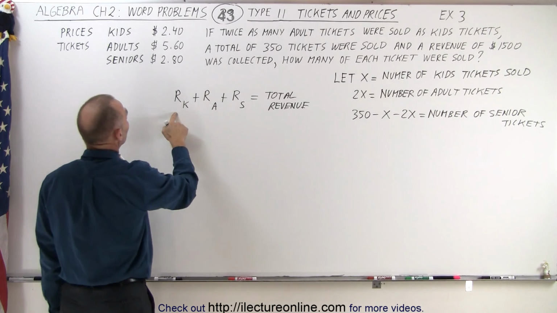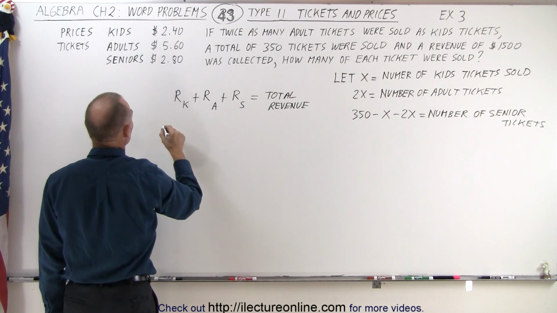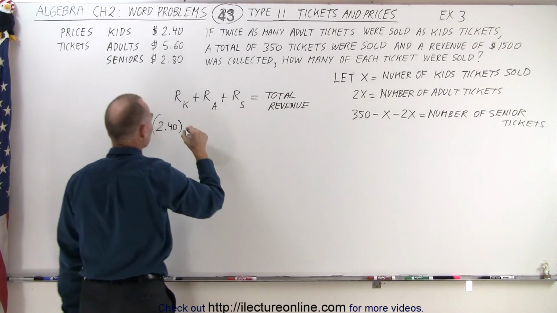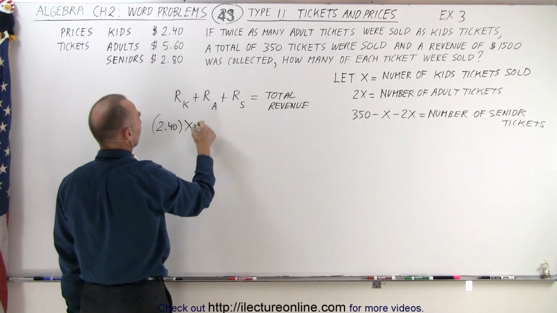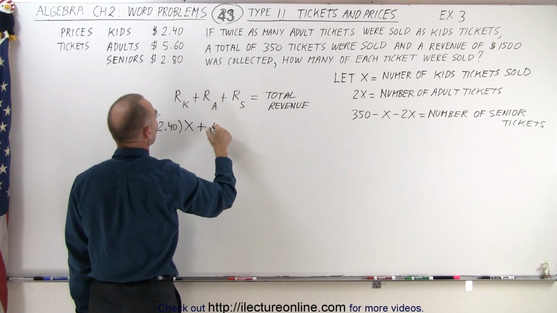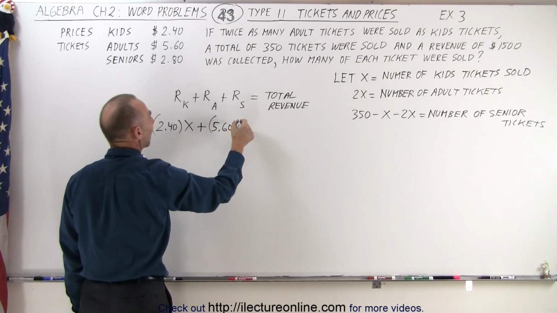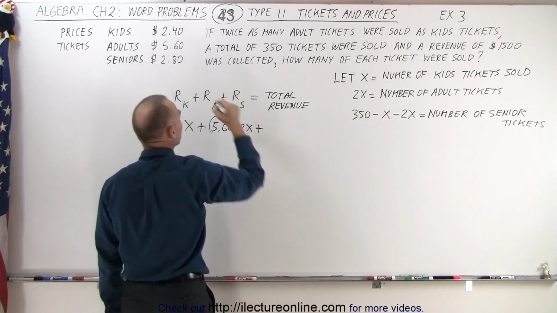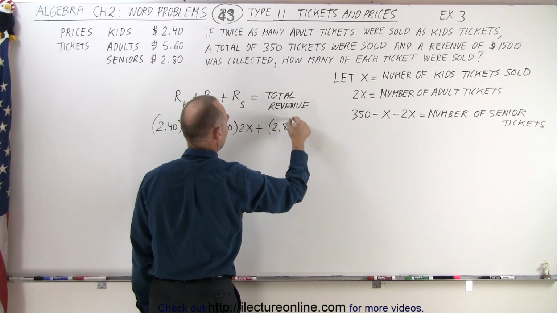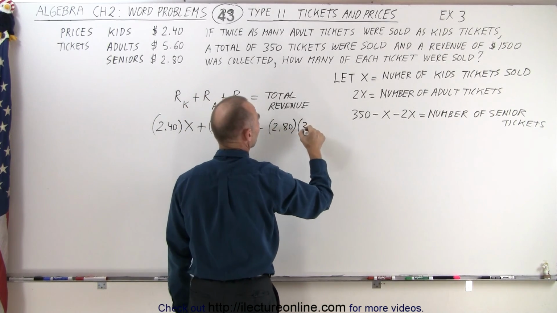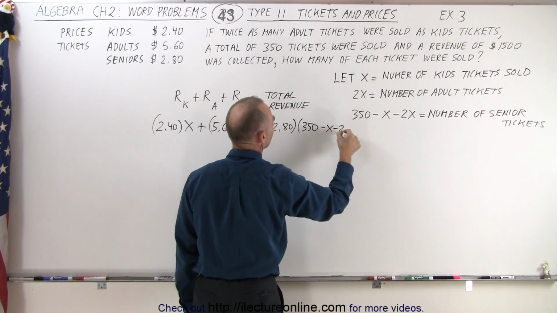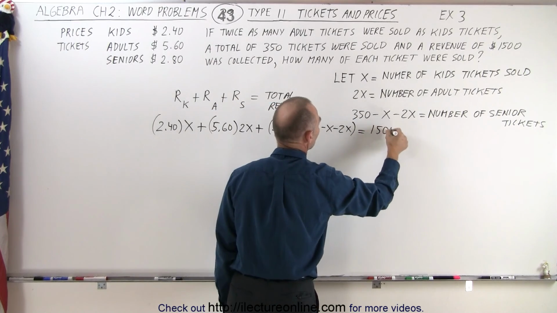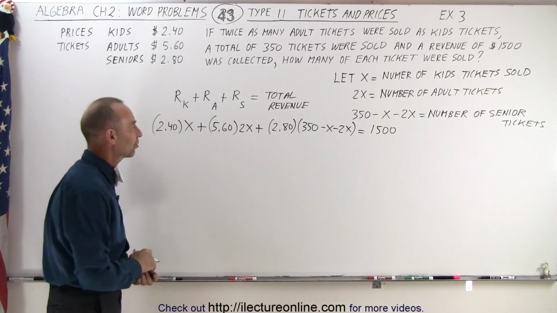So if we take the price of each ticket for kids, so that would be $2.40, times the number of kids tickets, which was defined as x, we get the revenue for kids tickets, plus the price for each adult ticket, and we multiply that times the number of adult tickets sold, which is 2x, plus the price of senior tickets times the number of senior tickets. That should add up to the total revenue, which in this case was $1,500. There we go. Now we have an equation we can solve for x.